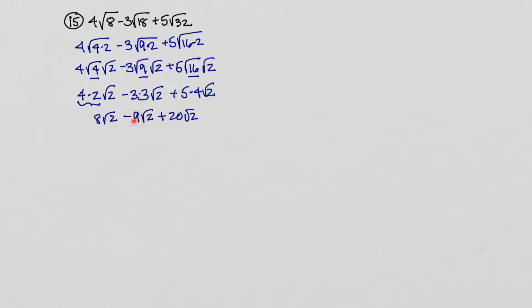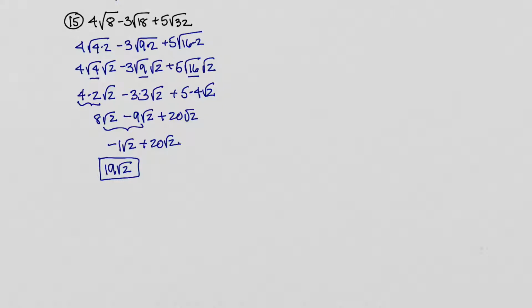So if we take these 2 here, we got 8 of them, subtract 9 of them, now we're down 1, right? 8 minus 9 is negative 1. So now we're at negative 1 square root of 2, and then we still have that 20 square roots of 2. So negative 1 of these, and then you add 20, so we're up 19. So this is going to be 19 square roots of 2.